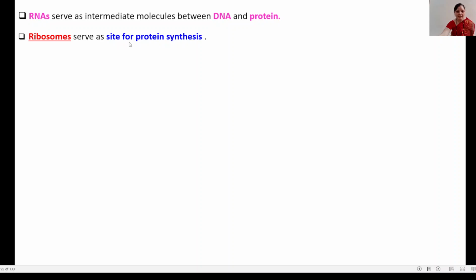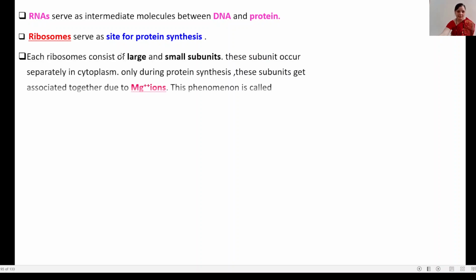Ribosome serves as the site for protein synthesis. Each ribosome consists of a large subunit and a small subunit. These subunits occur separately in the cytoplasm. Only during protein synthesis do these subunits get associated together due to the presence of Mg++ ion, that is magnesium ion. This phenomenon is known as association. So ribosomes play an important role in protein synthesis, and they are called protein factories.